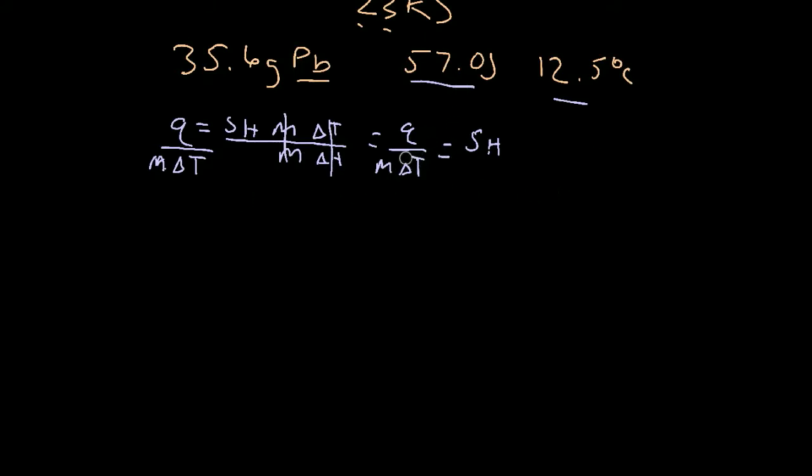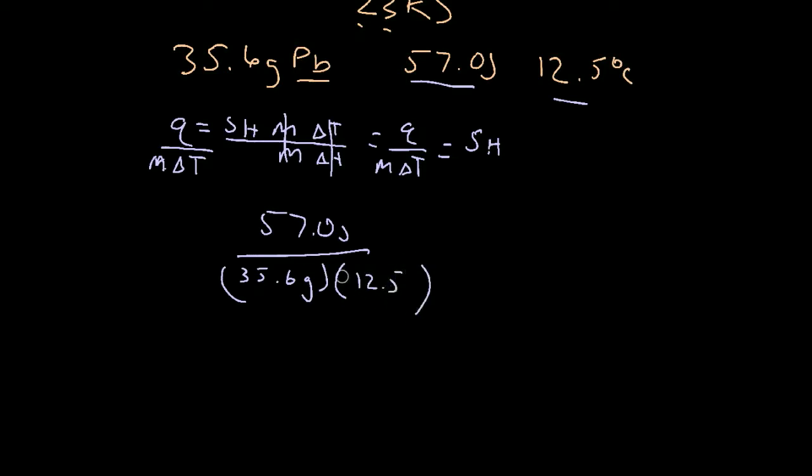Now I'm just going to plug in my Q, which is my heat, 57 joules, over my mass, which is 35.6 grams, times my change in temperature, 12.5 degrees Celsius.